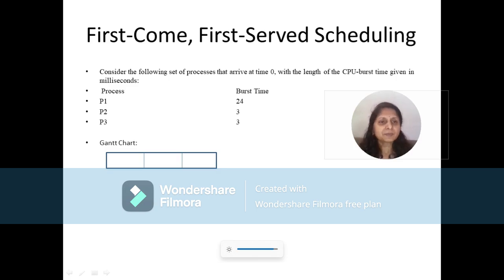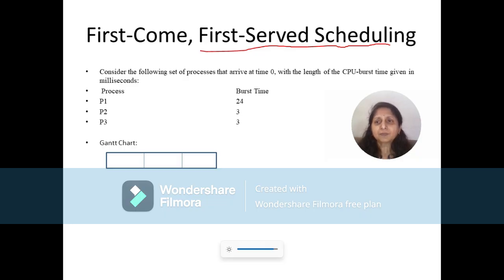Hello everyone, today I am going to discuss the CPU scheduling algorithm. The first algorithm that I am going to discuss is FCFS, which stands for first come, first served scheduling. By default, the FCFS CPU scheduling algorithm is non-preemptive. Non-preemptive means once the process gets inside the CPU, it cannot be forcibly put out of the CPU.